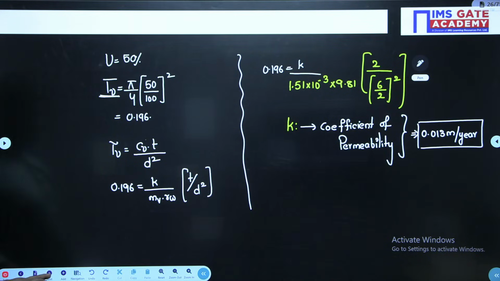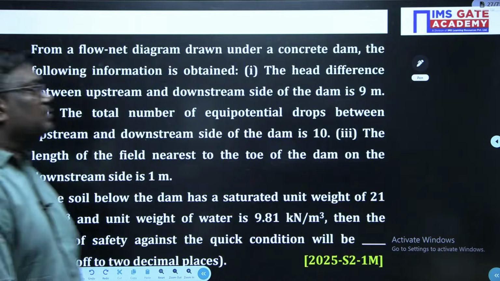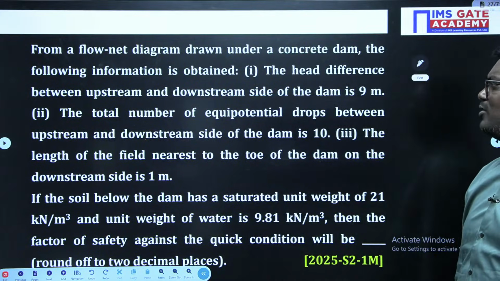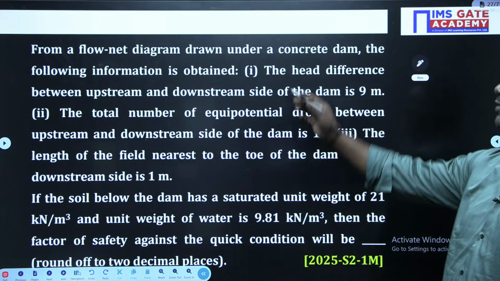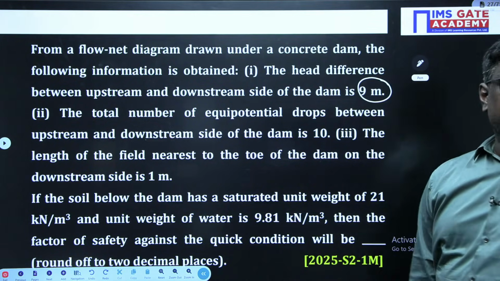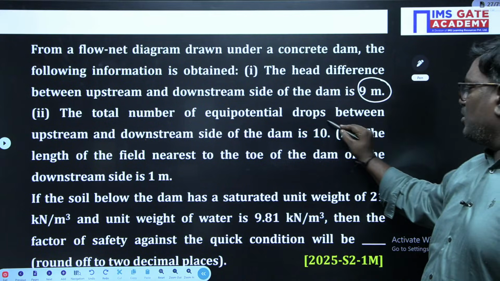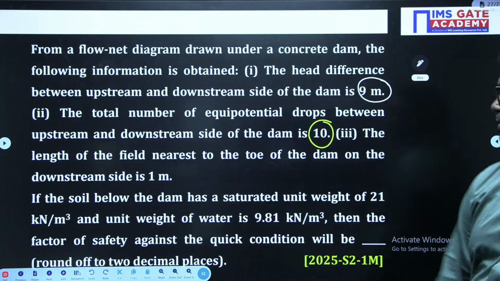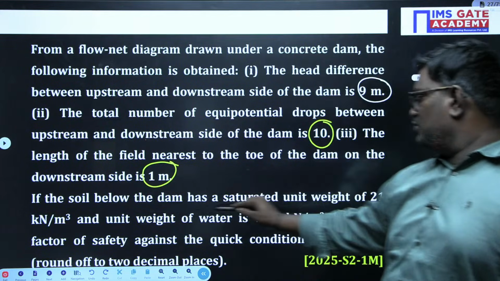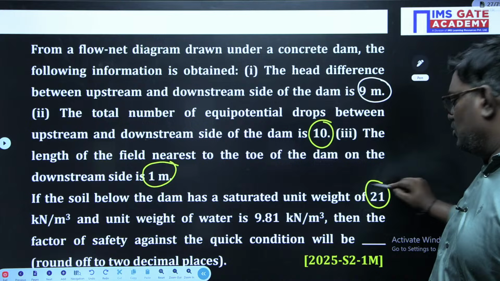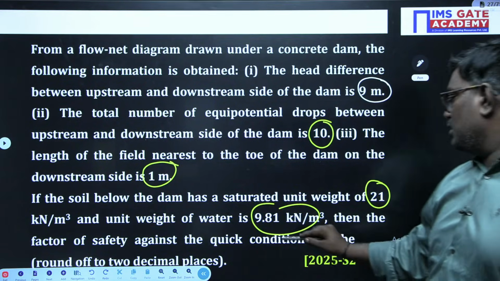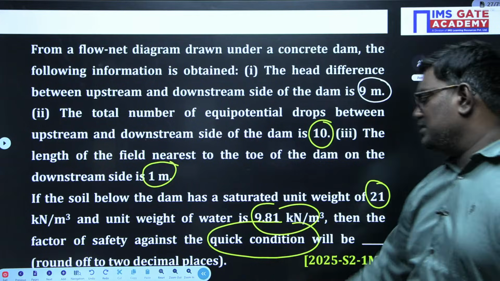Okay. Next. Now see here, students, for a flow net diagram drawn under a concrete dam, the following information is observed. The head difference is observed as 9 meter. The total number of equipotential drops is 10. The length of the field is 1 meter. The saturated unit weight is 21, unit weight of water is 9.81. Then find the factor of safety against quicksand condition.